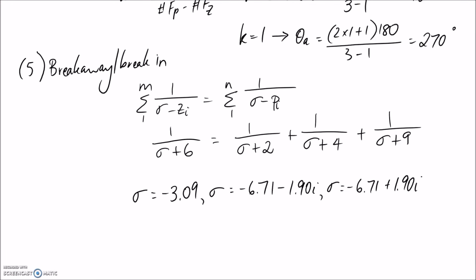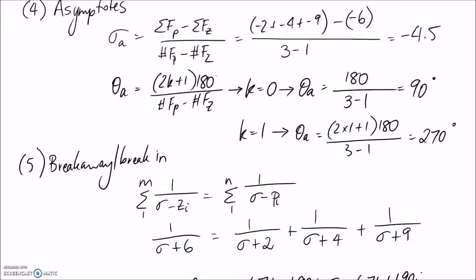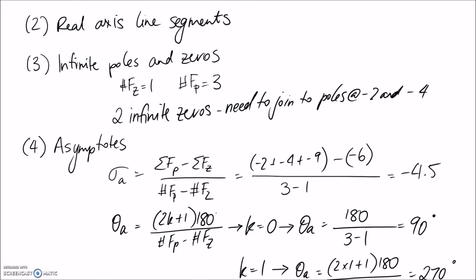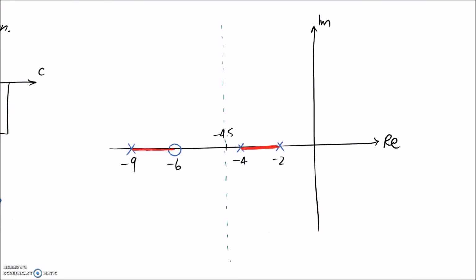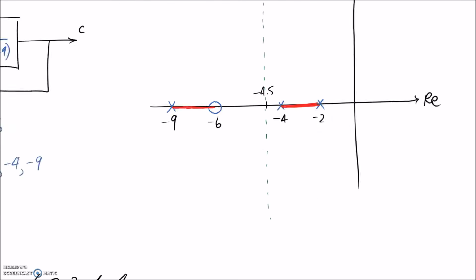Okay, so looking at these, only one of them is actually going to make sense. So before, up here at step 3, we concluded that we need 2 infinite zeros, and they need to join to our poles at -2 and -4. So we can see that these are joined along the real axis. So it only makes sense that our breakaway point can sit on that axis. So 2 of the solutions that we just solved for actually had imaginary components. So they'd be sitting up somewhere off the axis, and doesn't make sense. So we need to pick the real number that's between -2 and -4.